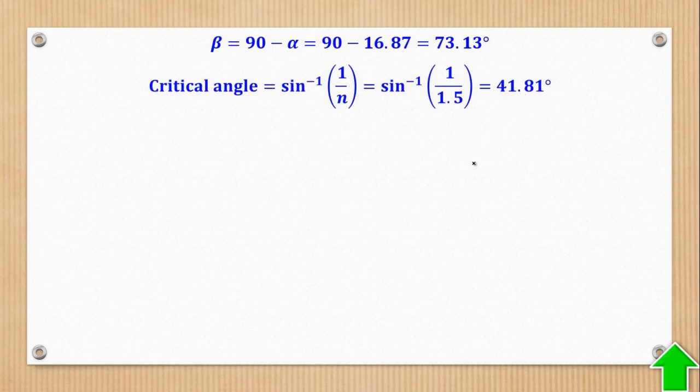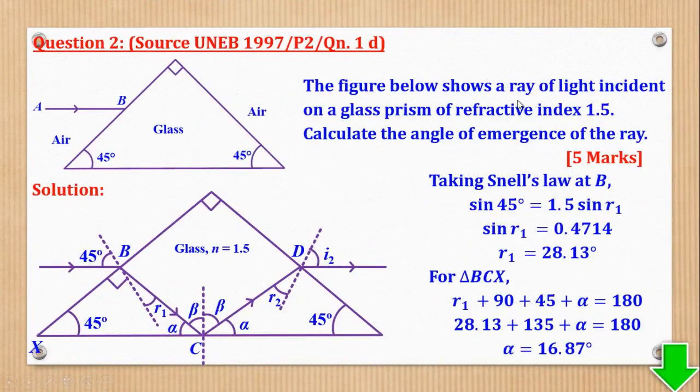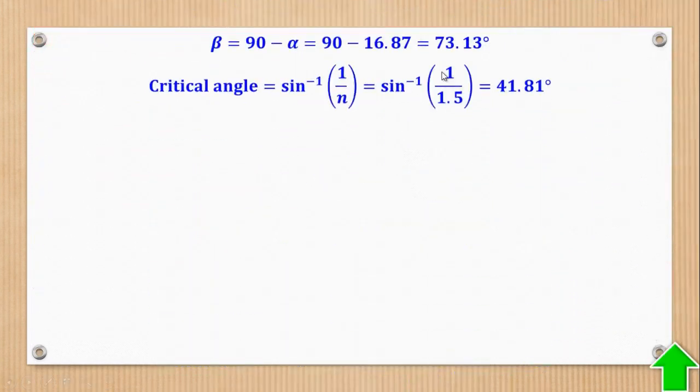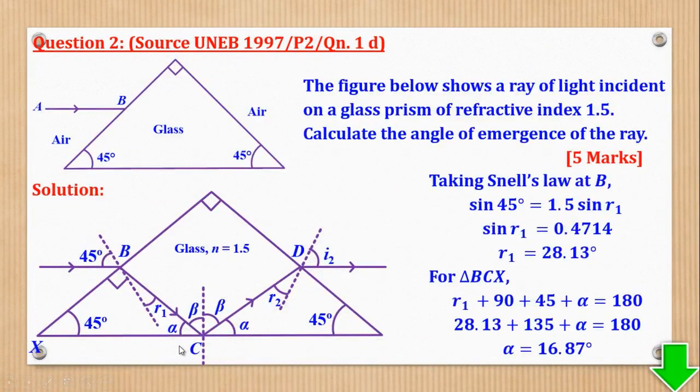So this is why I told you at first that you have to test to find out whether there is total internal reflection or not. Now, if you look at this question, they didn't talk about total internal reflection anywhere. But when you reach here, you realize that this value of beta you have got, which is the angle of incidence at that point at C, is 73.13. However, the critical angle is 41.81, meaning this one has already exceeded the critical angle, implying that there must be total internal reflection. And that is why, from this point, you are seeing total internal reflection occurring. So when they don't talk about it, remember to test.